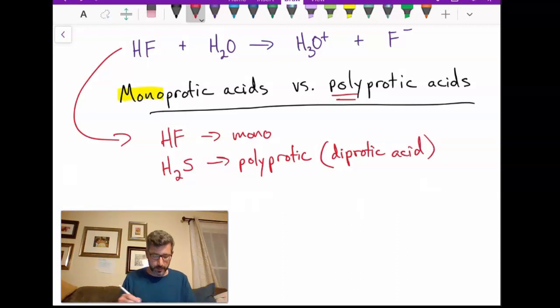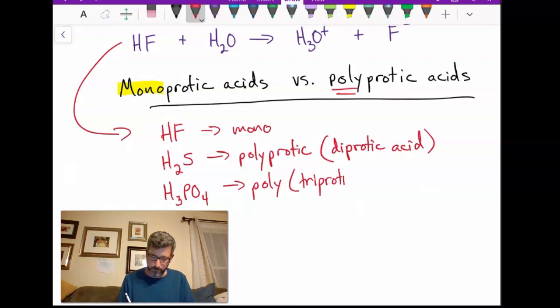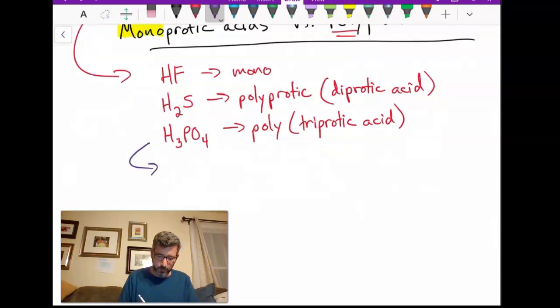There are even triprotic acids. This is about as big as it gets, like H3PO4. It looks complicated, but the main thing is it has three hydrogens. So this is a polyprotic also, but specifically it is triprotic. Now, when you write ionization equations for these diprotic and triprotic acids, it's not as different as you might think. It's actually pretty simple. If I were to write an ionization equation for H3PO4, it's still just going to be one hydrogen that gets lost from that acid, that H3PO4 acid.